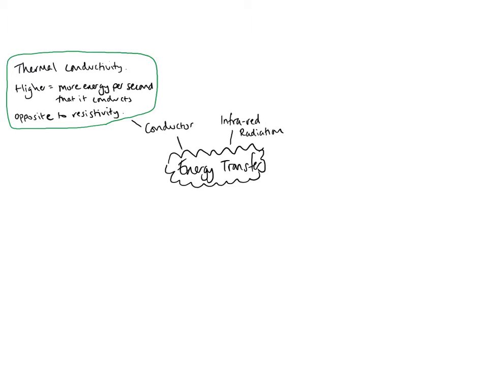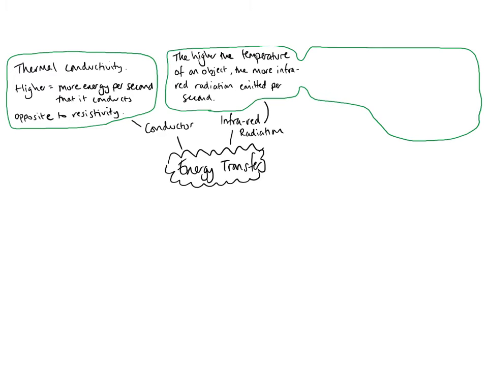Infrared radiation can also be used to look at energy transfer. You may have seen a coloured picture where maybe the brighter colours means that it's hotter, and that's because the higher the temperature of an object, the more infrared radiation gets emitted every single second. So that might come out of the windows on a house, for example.